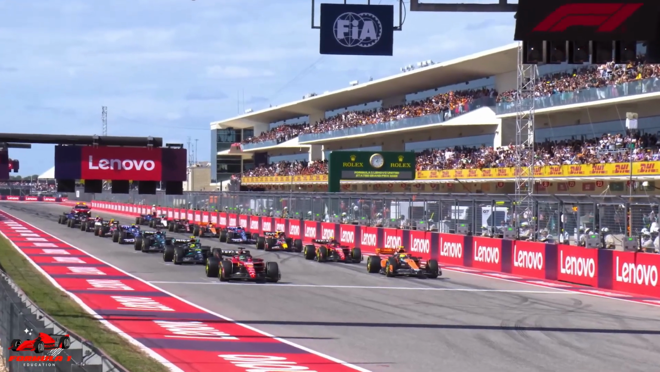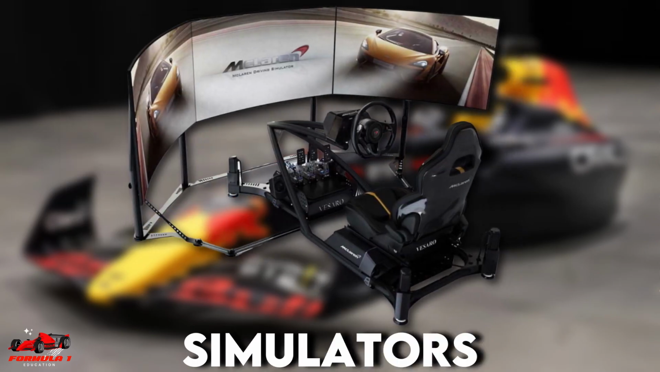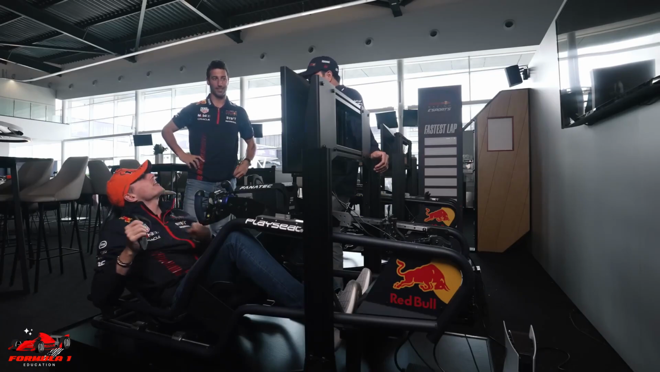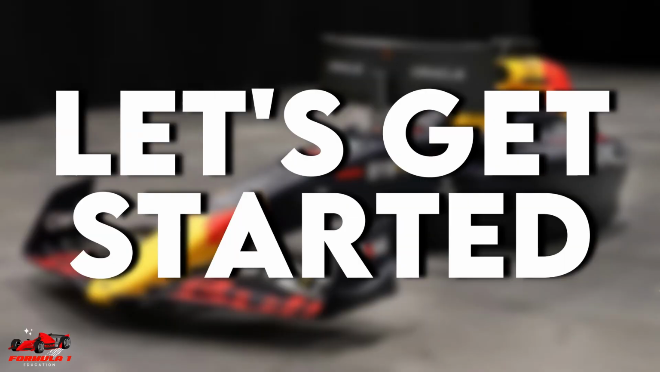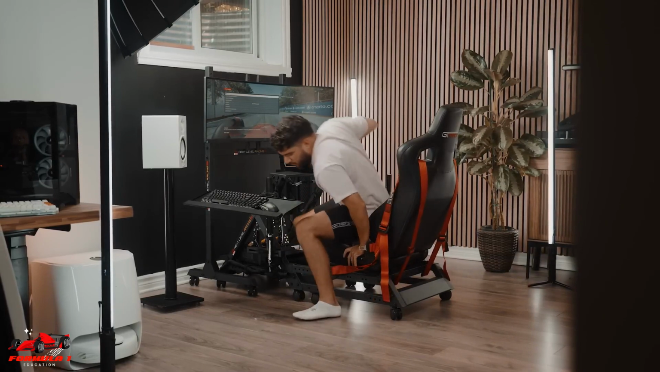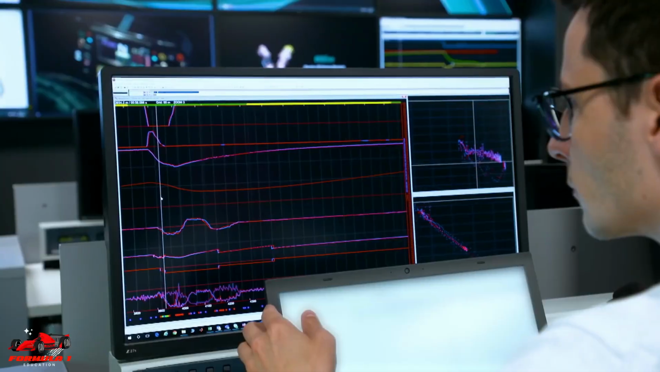If you are a fan of Formula One, you might have heard commentators and pundits talk about simulators. In this video, we will look at what is an F1 simulator and understand how it works. Let's get started.